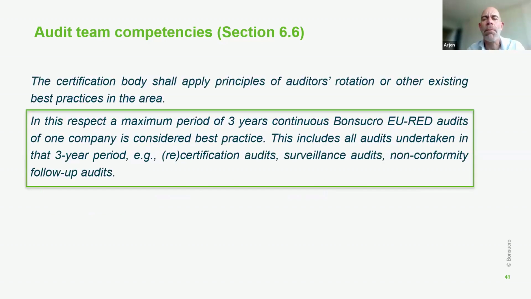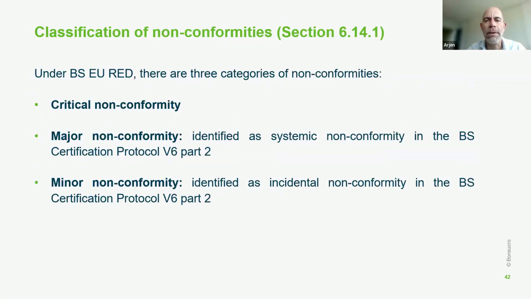Then, this might be of relevance for you too, the certification body shall apply principles of auditor rotation, which means that an auditor can only serve a maximum period of 3 years of continuous Bonsucro EU-RED audits of one company. That would include all audits undertaken in that 3 year period. This auditor rotation will apply, of course, from now, from 2024 onwards.